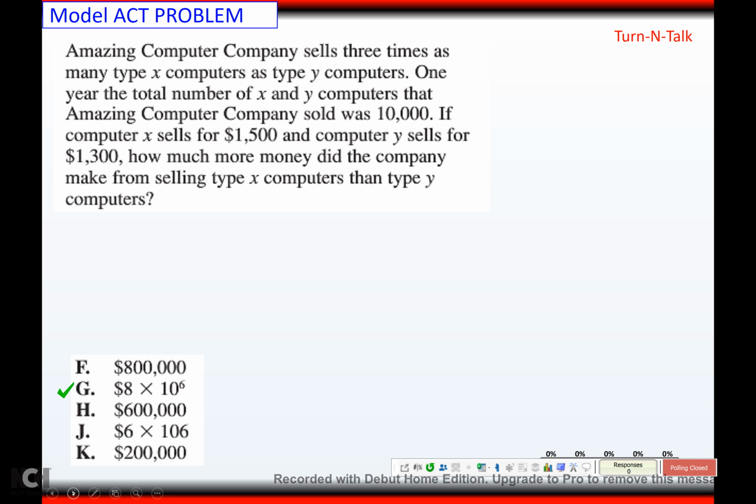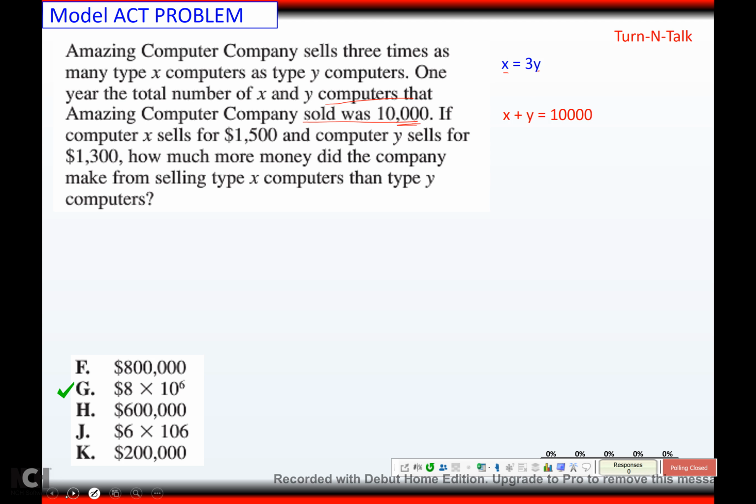And hopefully you got G. So it says, Amazing Computer Company sells 3 times as many type X computers as type Y computers. So I could write the number of X computers I sold is triple the amount of Y computers that I sell. Okay, the other thing that it tells me is, it says 1 year the total number of X and Y computers that they sold was 10,000. So that tells me that the number of X's plus the number of Y computers equals the total number they sold, which was 10,000. So I have a system of equations here.